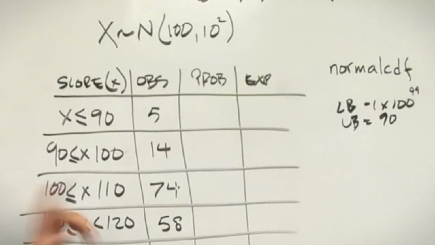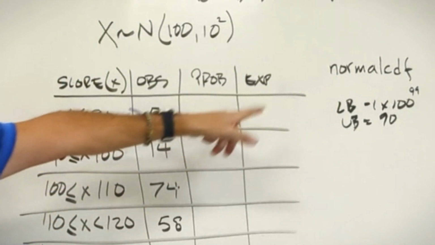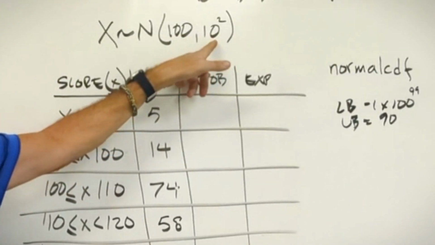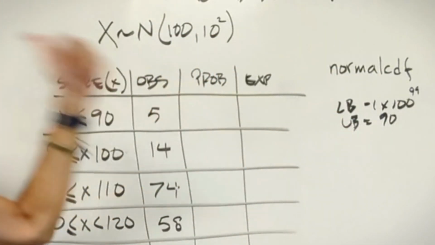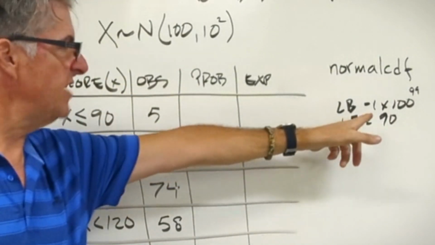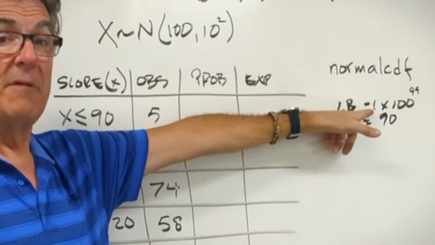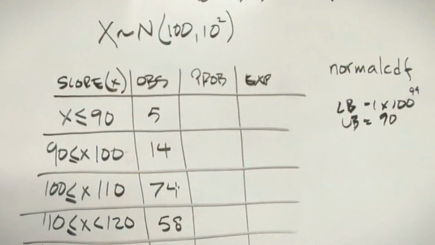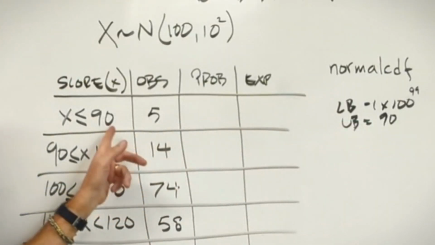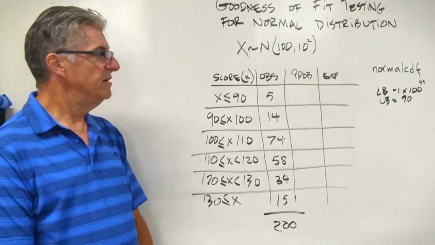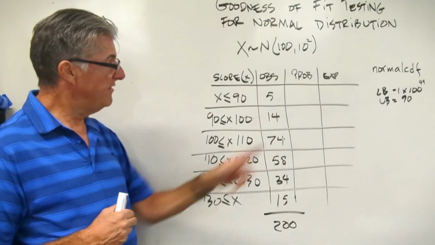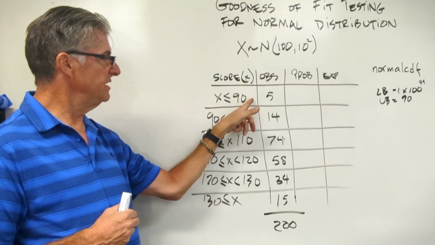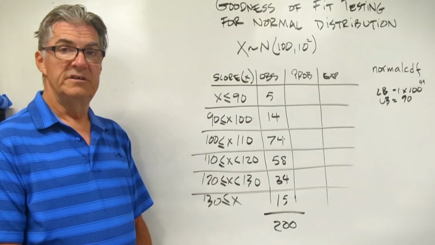So check this out. I'm going to use normal CDF, and I'm going to use my 100 for my mean, 10 for my standard deviation. In this case, my lower bound has to be all the way to negative infinity. So on most calculators, we enter it like this or some form of negative 1 times 10 to the 99. And that gives us our lower bound, which is just forever negative. Our upper bound is going to be 90, because that's at most what we want. So go ahead, pause your video, and get out your calculator, and find that probability that a result is going to be less than 90 if this was a normal distribution.